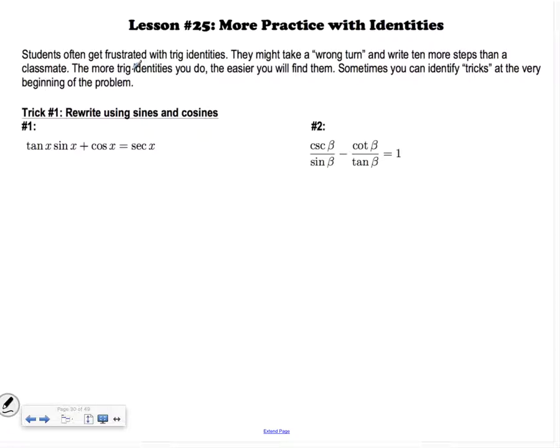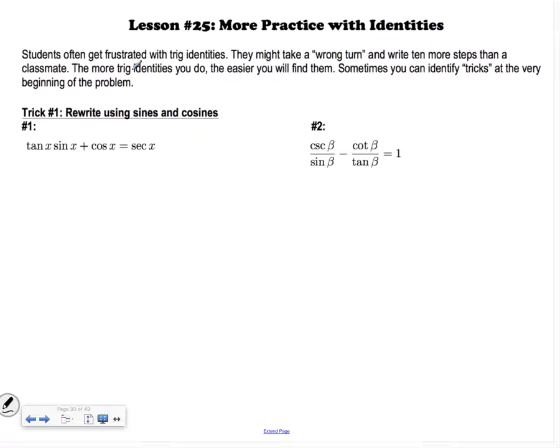What I would like for you to do with this video is try the problems first and then watch the video to make sure that you're doing it correctly. I gave you little hints. It says students often get frustrated with trig identities. They might take a wrong turn and take 10 more steps than one of their classmates. The more trig identities you do, the easier you will find them to be. Sometimes you can identify these little tricks at the very beginning of the problem.